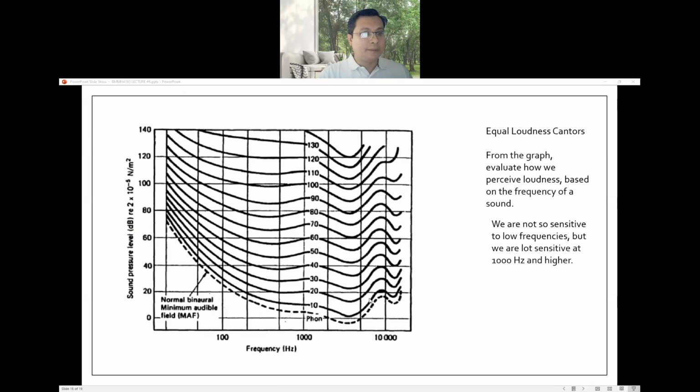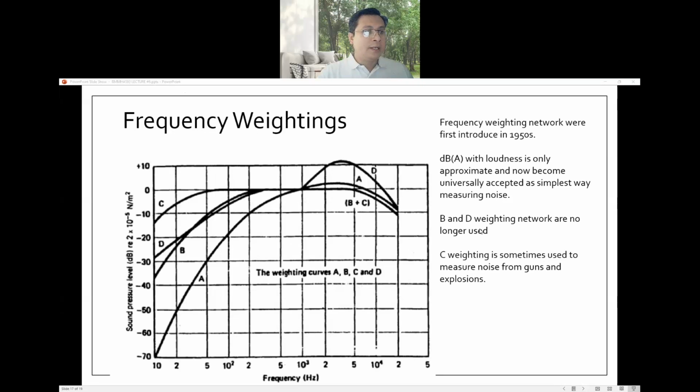Okay, this one describes the equal loudness contour. This one shows 10, 20 up to 130 decibel sound, from the source. This one is the frequency, and then the frequency weighting.